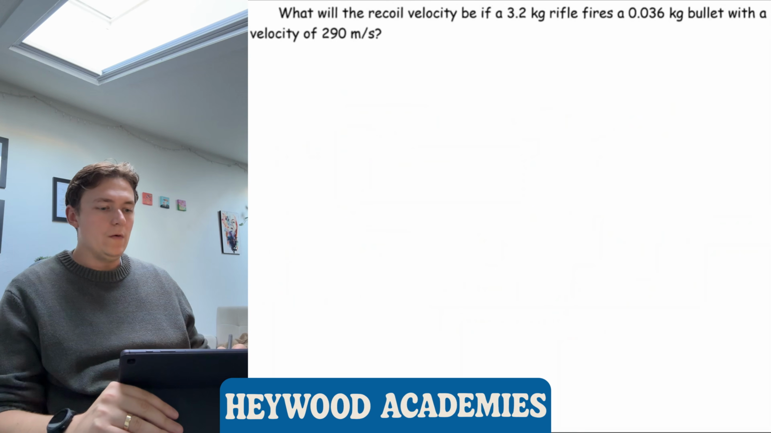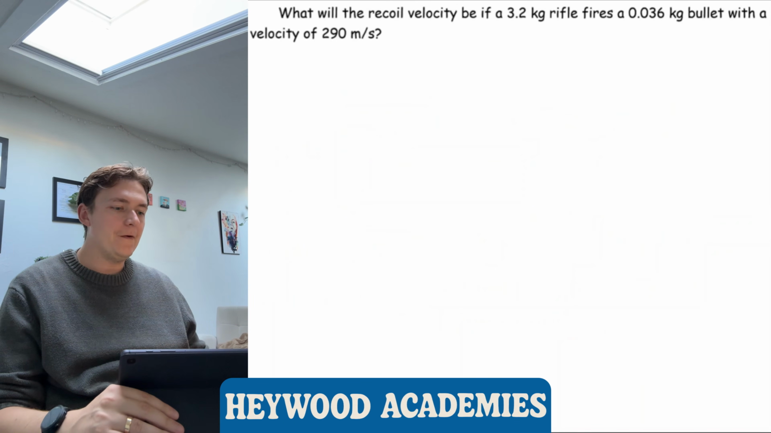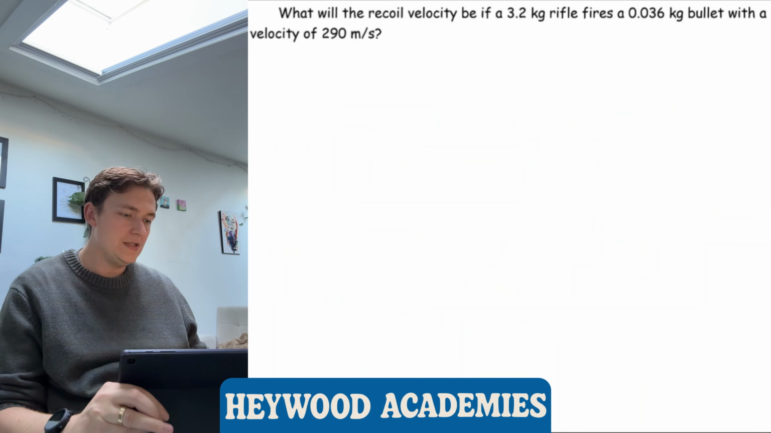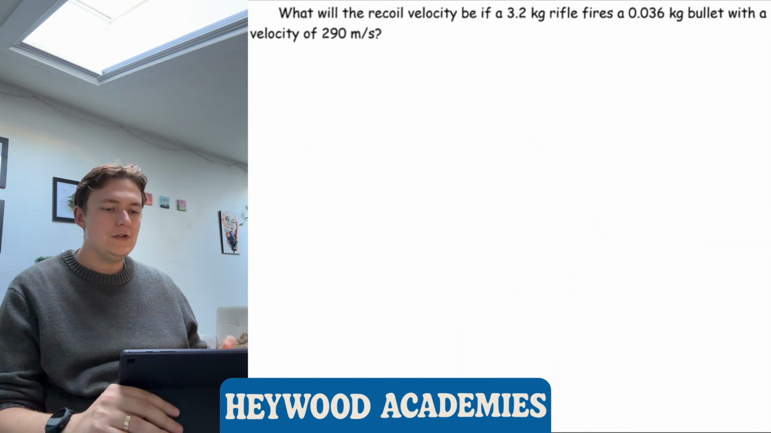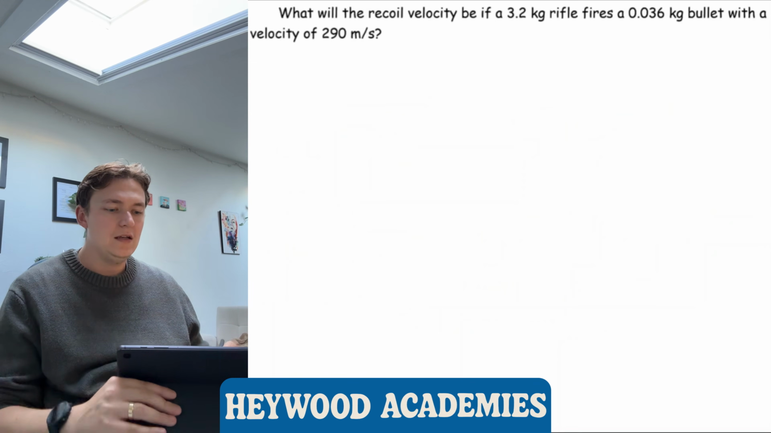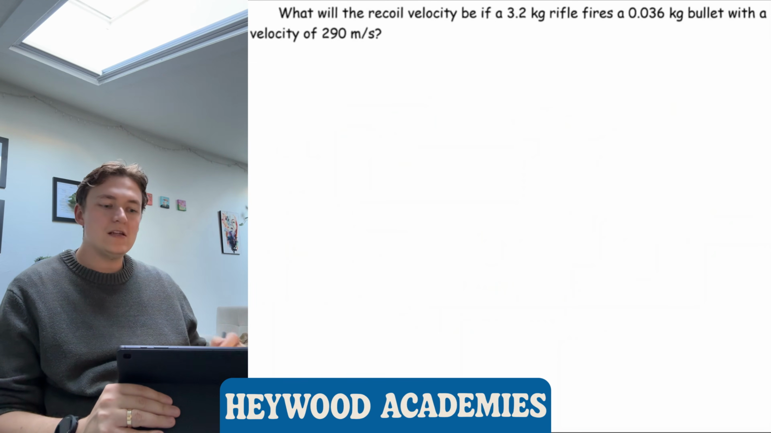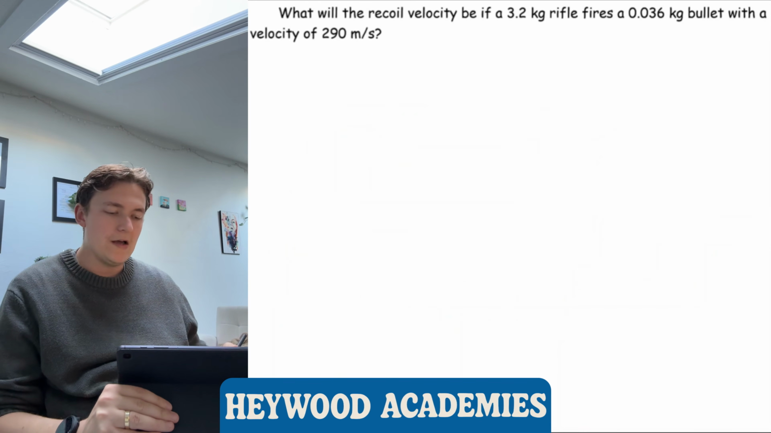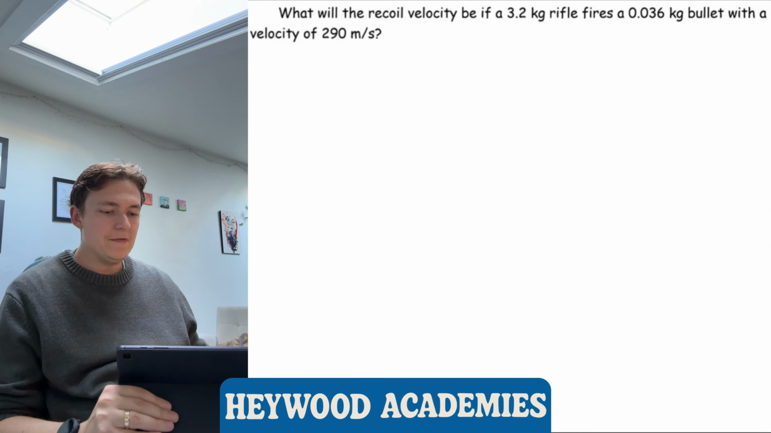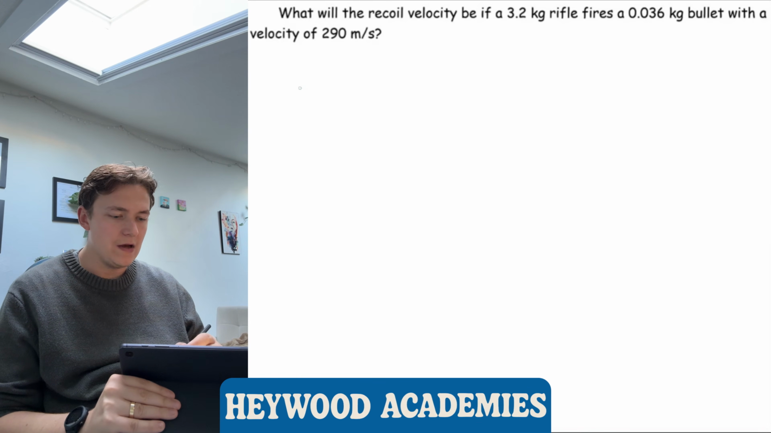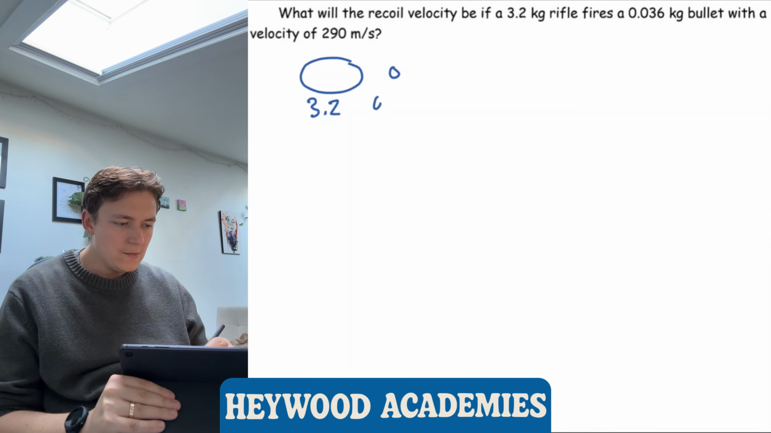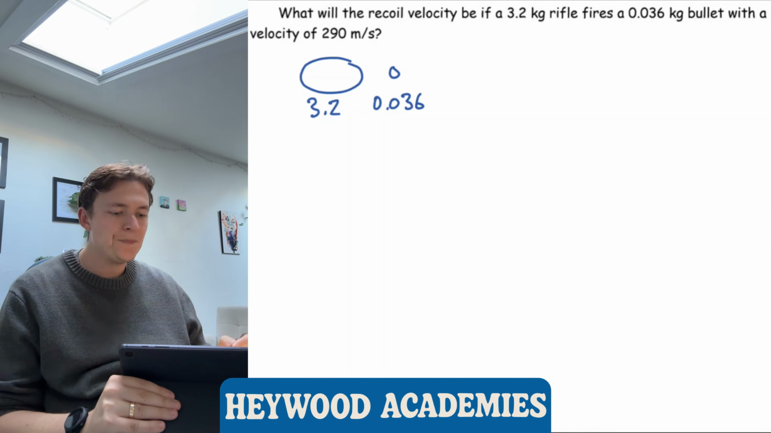What will the recoil velocity be if a 3.2 kilogram rifle fires a 0.036 kilogram bullet with a velocity of 290 meters per second? So they're just talking about a fancy term there, the recoil velocity, but it's just the velocity of the rifle after the bullet is fired. So let's draw a picture again. So we've got the rifle, and we've got a bullet to start. We know that our rifle is 3.2 kilograms and our bullet is 0.036. Initially, nothing is moving, so that initial momentum will be 0.